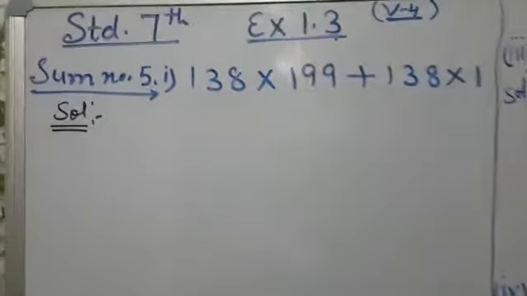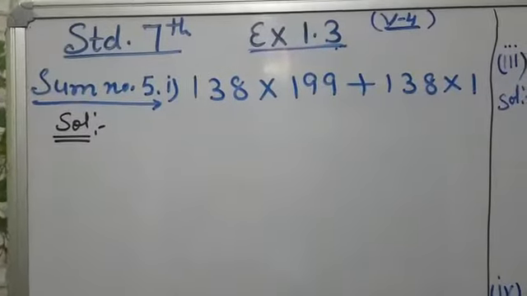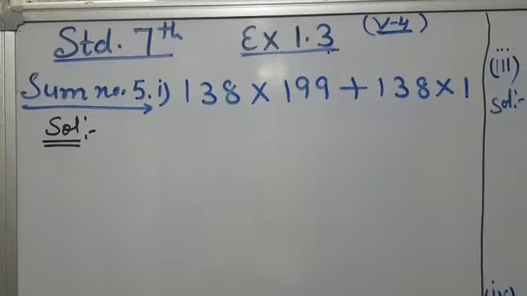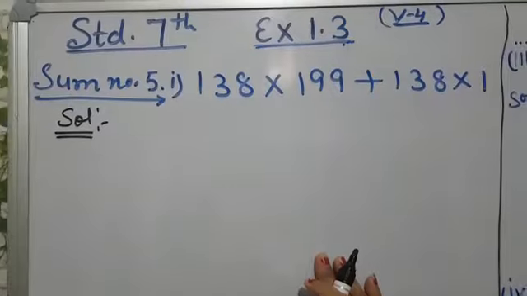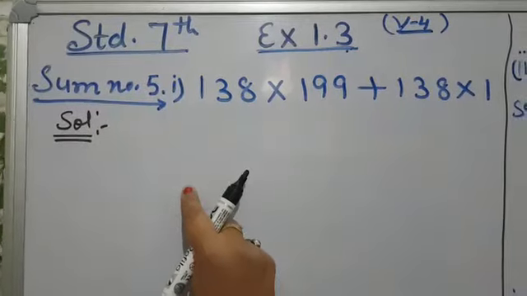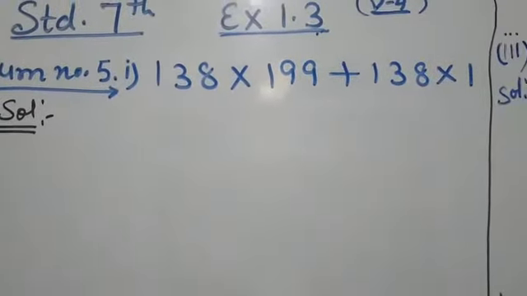Good morning, students. Today we are going to start sum number 5 of exercise 1.3, as we have done till sum number 4 of this exercise till now. So today the sum number 5 is: use the distributive property to find the product of the given statement.